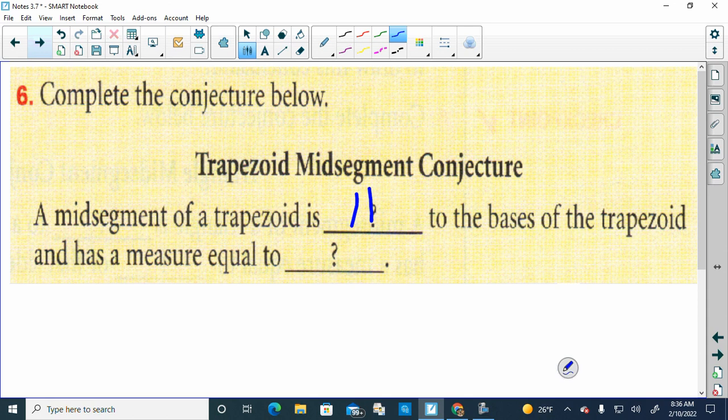And has a measure equal to, and we're actually going to write a formula here because we already wrote something on that first page. We're going to go base 1 plus base 2. We add those 2. Remember when we had the 7 and the 15, I believe it was. We add those 2 and then we divide by 2, which is finding the average of your bases, because you have 2 numbers that you're dividing by 2. Okay, we're good?